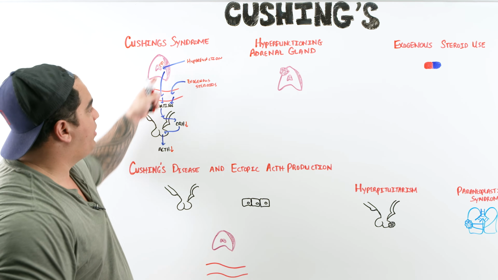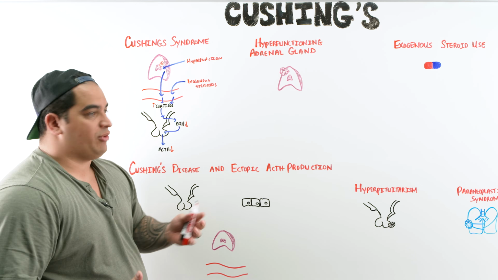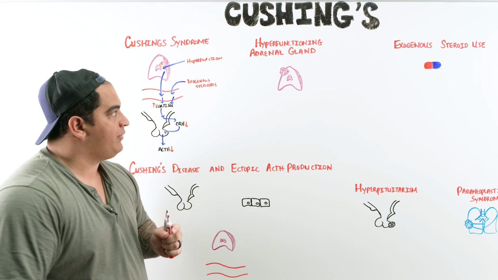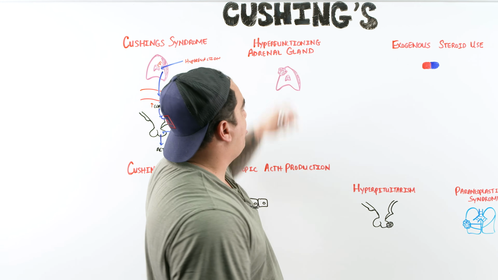So these are the two particular components I want you to think about with respect to Cushing syndrome. It's a primary hypercortisolism with a reduction in ACTH. Now let's talk about these two particular pathophysiologies. There's a hyperfunctioning adrenal gland.